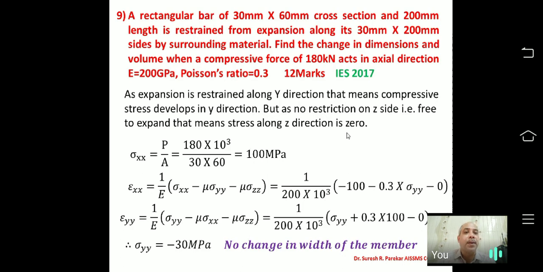and I will get directly sigma yy equal to minus 30 MPa, because when I apply compressive force, automatically tensile deformation will be developed, and to restrict it, to prevent it, we have to apply compressive force. So I will get this value as minus 30 MPa.